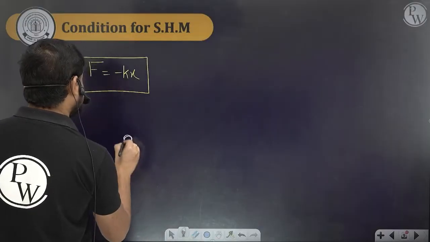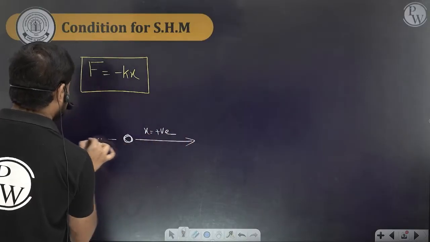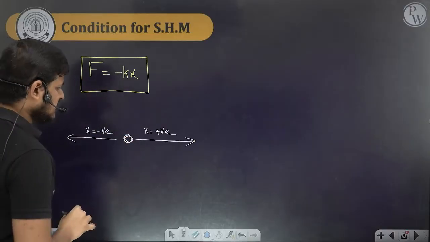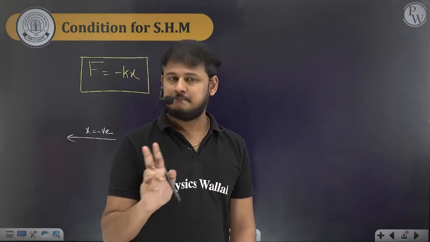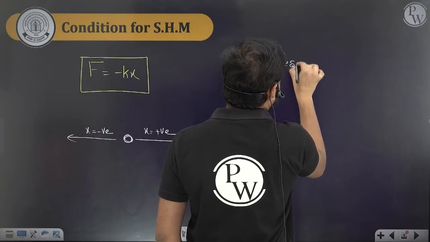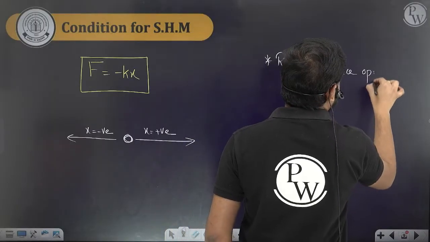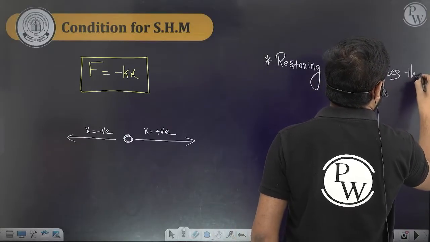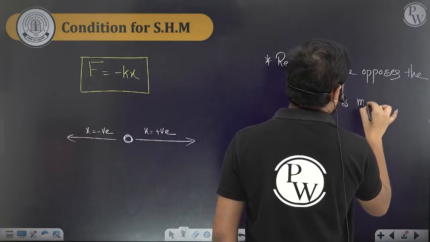Let's say this is the mean position. From the mean position, if the particle is moving to the right side, x is positive on this side, and on this side we take x as negative. Now observe carefully. Understand this statement, guys: the restoring force opposes the particle's motion. No, this statement is wrong.